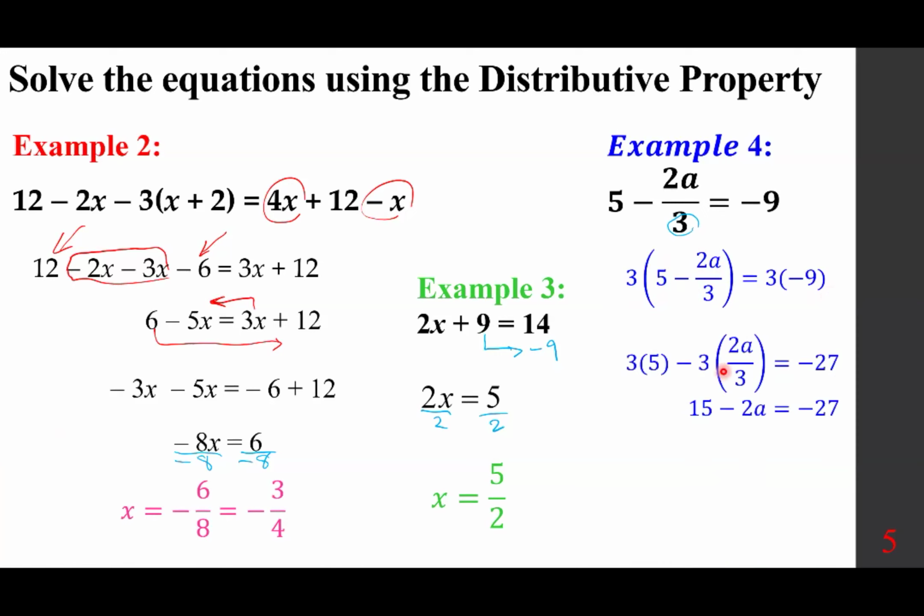So most of the time, I won't write this step because it's redundant. Basically, I would say 3 times 5 is 15. 3 cancels out the 3 in minus 2a. And this is minus 27. I'm going to move the 15. It becomes negative on the other side. With negative 27, they add up to negative 42. We divide by negative 2.